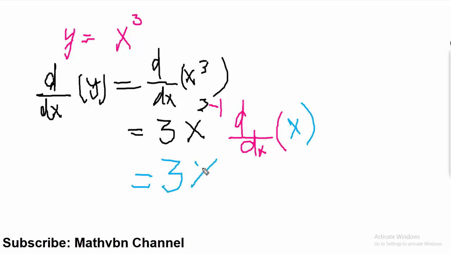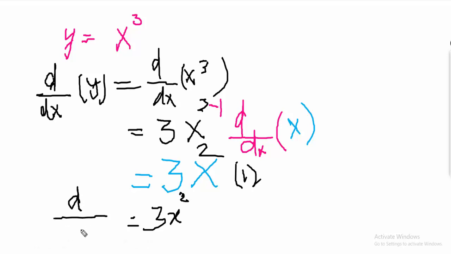3 into x raised to 2, 3x squared into 1. This is 1. So we can write here 3x squared, dy over dx. So this is the rule of derivative, the basic rule, the power rule of derivative. You can see that here the function is minimized and the power rule is applied. I hope you got the idea.